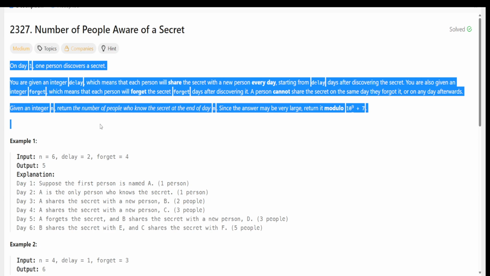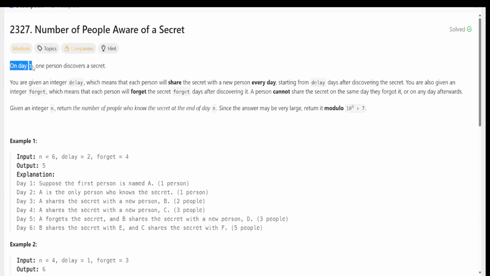Okay, so very first the question is saying that on day one a person discovers a secret. Okay, so there is a person, right? On day one he discovers a secret. Okay, so you are given an integer delay, as you can see we have given here. Okay, which means that each person will share the secret with a new person every day, starting from delay days after discovering the secret.